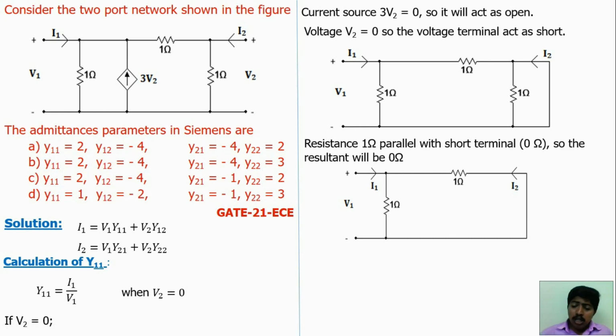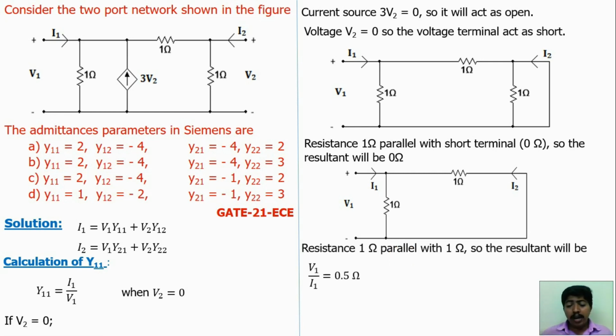Now this 1 ohm and 1 ohm are parallel. Where does current flow from here? This is divided into 2 parts. If these resistances are parallel, use the parallel formula. So Rin is equal to V1 by I1. V1 by I1 is equal to Rin, which is R1 R2 by R1 plus R2. If two equal resistors are parallel, the resultant will be half. So 1 by 2 is equal to 0.5. Or use this formula. Okay.